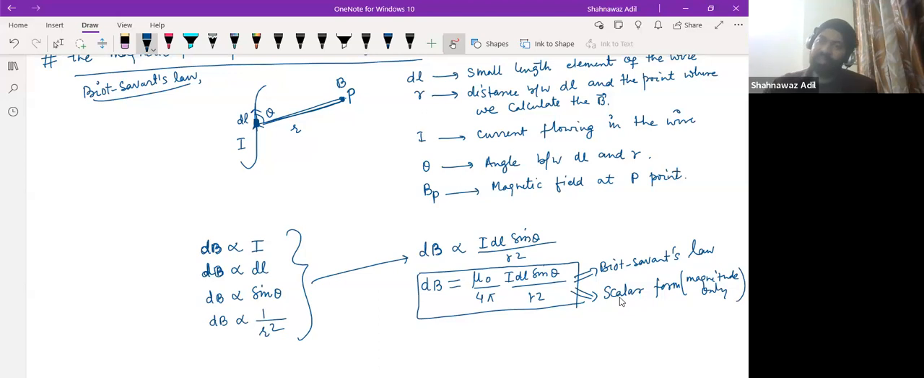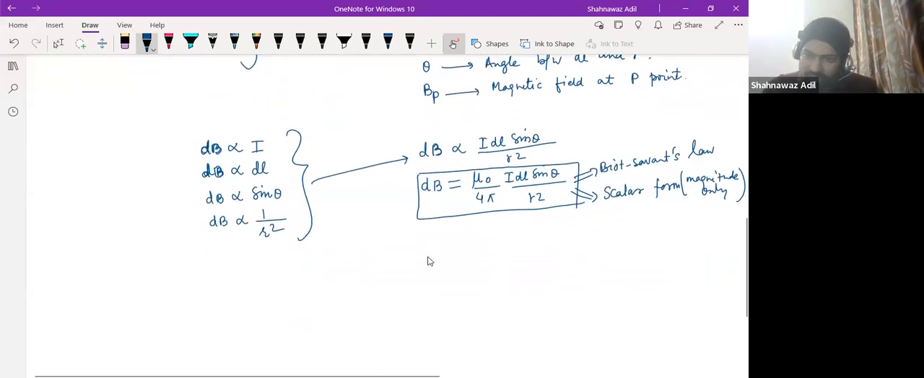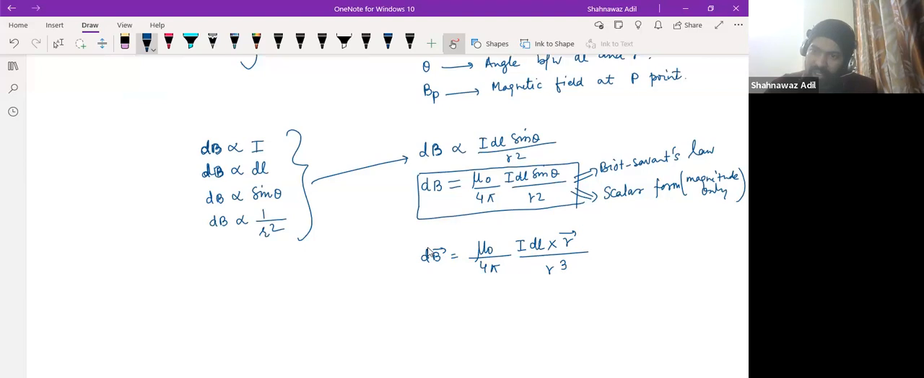What if we write it in vector form? If we write it in vector form, it is given by mu naught by 4 pi, I dl cross r, divided by r cube, and this is the vector. This is the vector form.